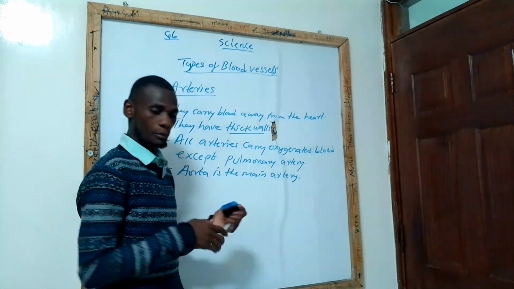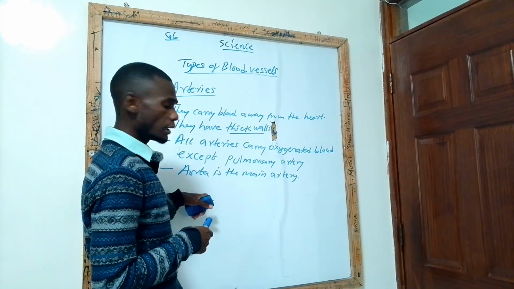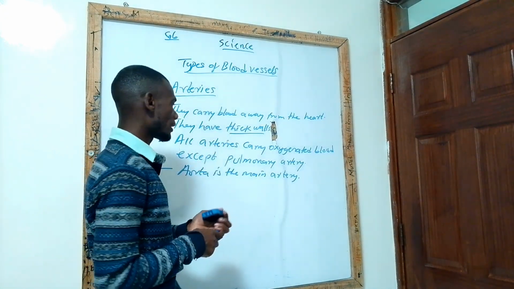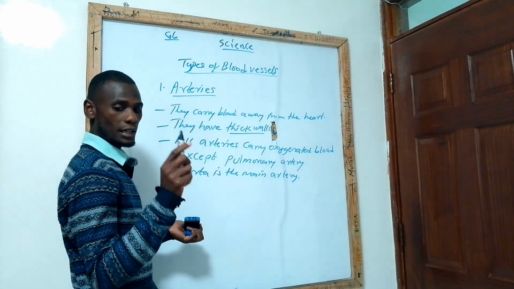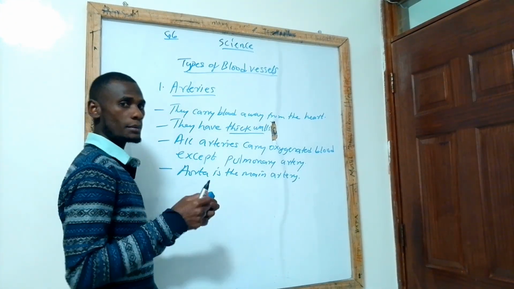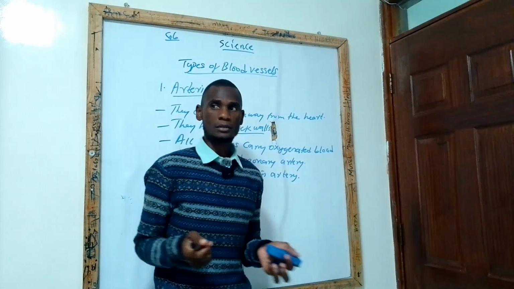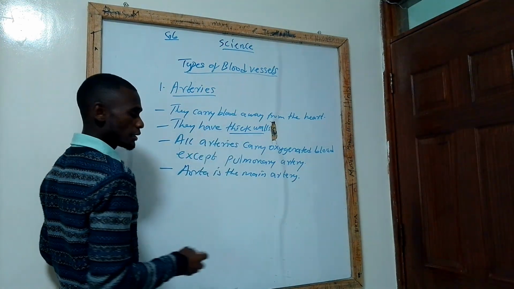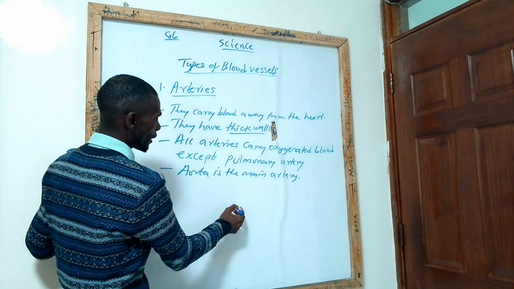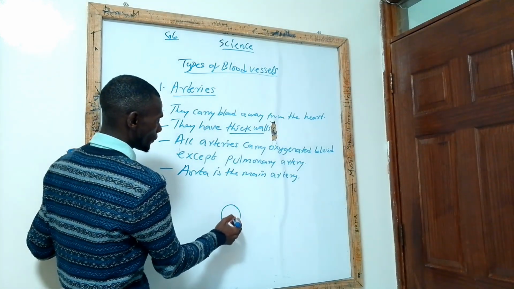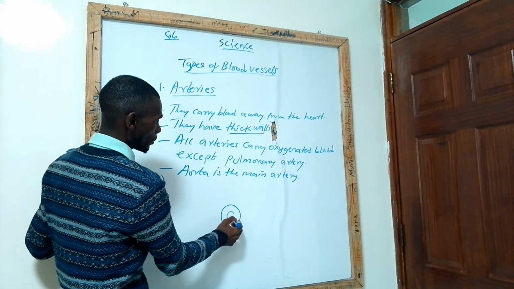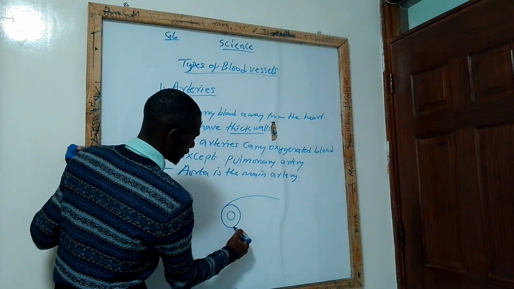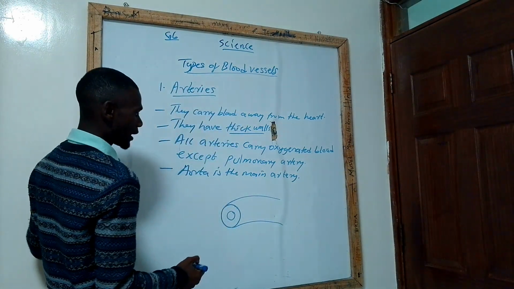Let us look at now. Remember, pulmonary artery carries blood from the heart to the lungs. Now, let us look at the structure. Sometimes examiners like drawing these blood vessels, and you are asked, which one is this? So, looking at these characteristics, we can have the structure of the artery. So, the structure of artery looks like this.